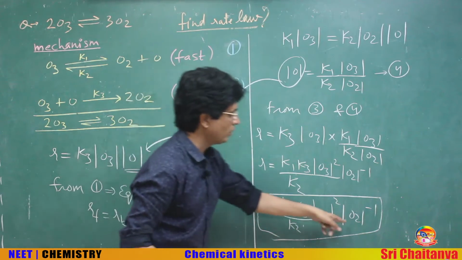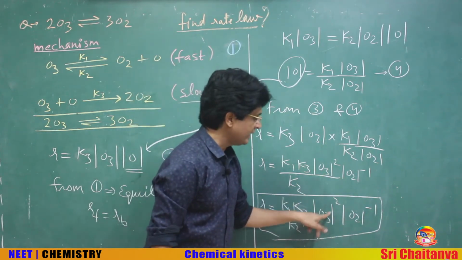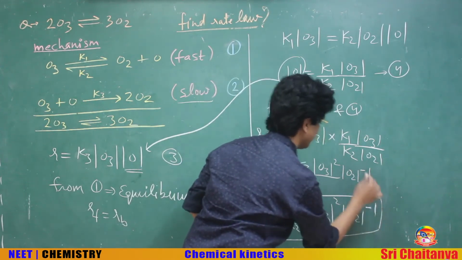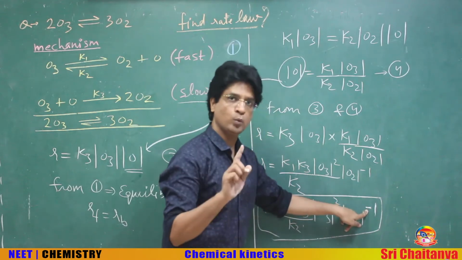Now this rate law does not contain any intermediate. This contains reactants and products, and you can see that we have an order which is negative. So if they ask you what is the overall order, it will be 2 minus 1, 1.